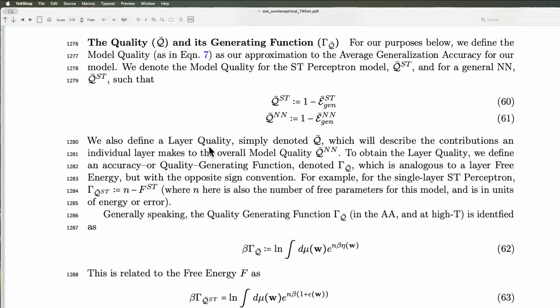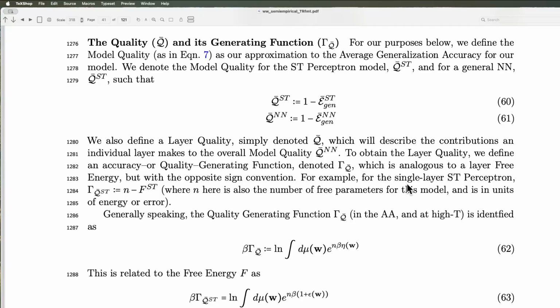We also define a layer quality, denoted as Q bar, which will describe the contributions an individual layer makes to the overall quality. This is going to be a little confusing, but it won't matter until later. To obtain the layer quality, we defined an accuracy or quality generating function denoted gamma Q, which is analogous to a free energy, but with the opposite sign convention.